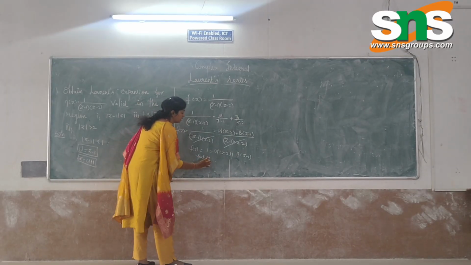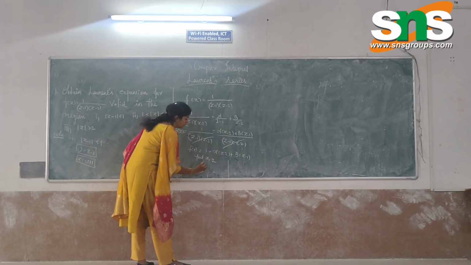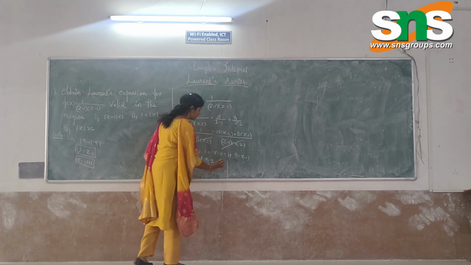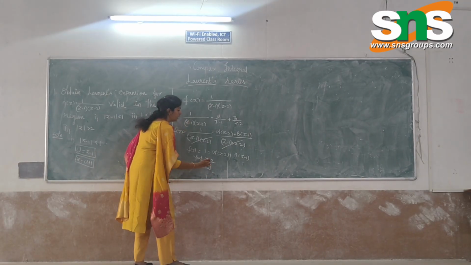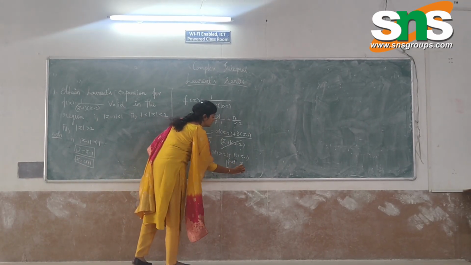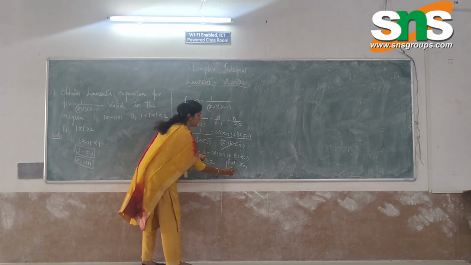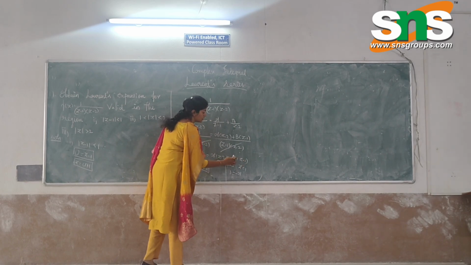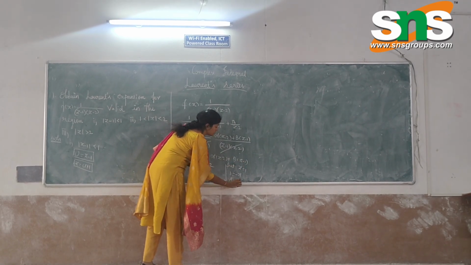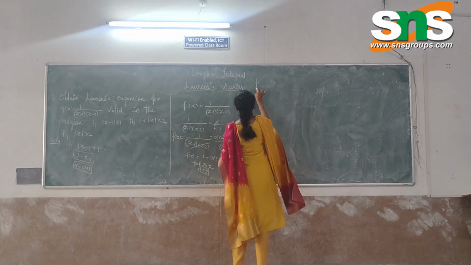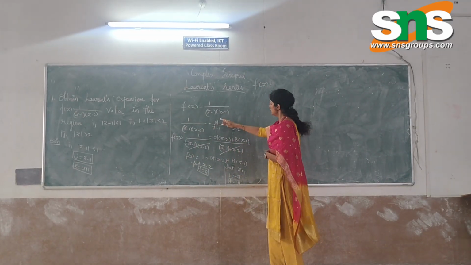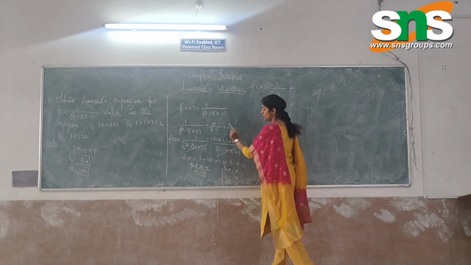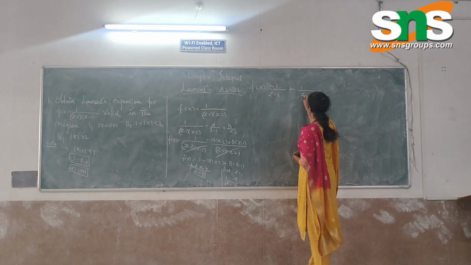Now we have to find our a and b values. Suppose we put z equal to 2. Then 2 minus 2 is 0, so 0 into everything becomes 0. 2 minus 1 is 1, so b value is 1. In the same way, we put z equal to 1. Then 1 minus 2 is minus 1, so minus a. 1 minus 1 is 0, so 0 into everything becomes 0. Here a value is minus 1. So now we can write f of z equal to minus 1 by z minus 1 plus 1 by z minus 2.